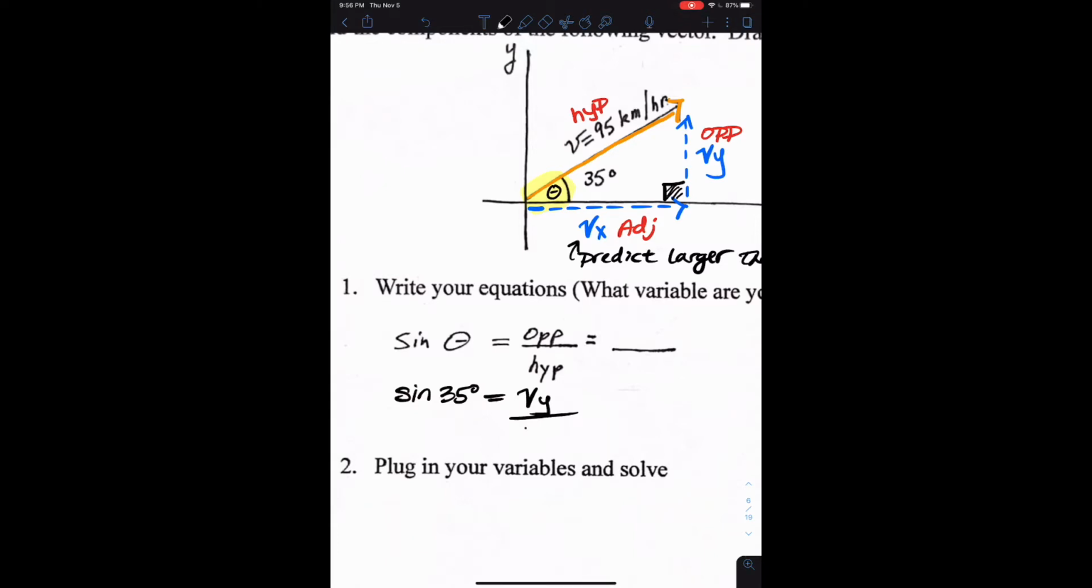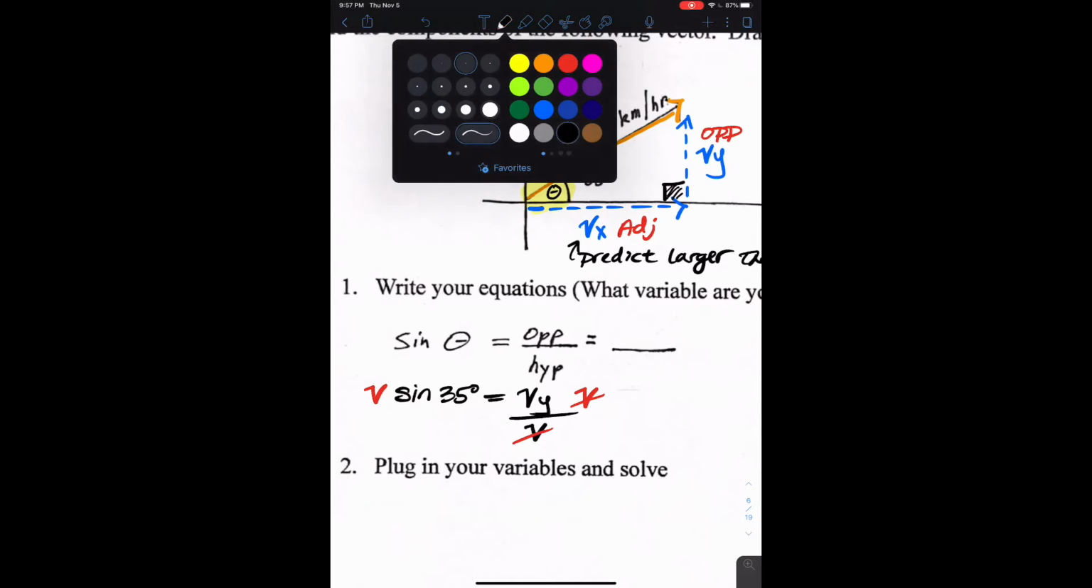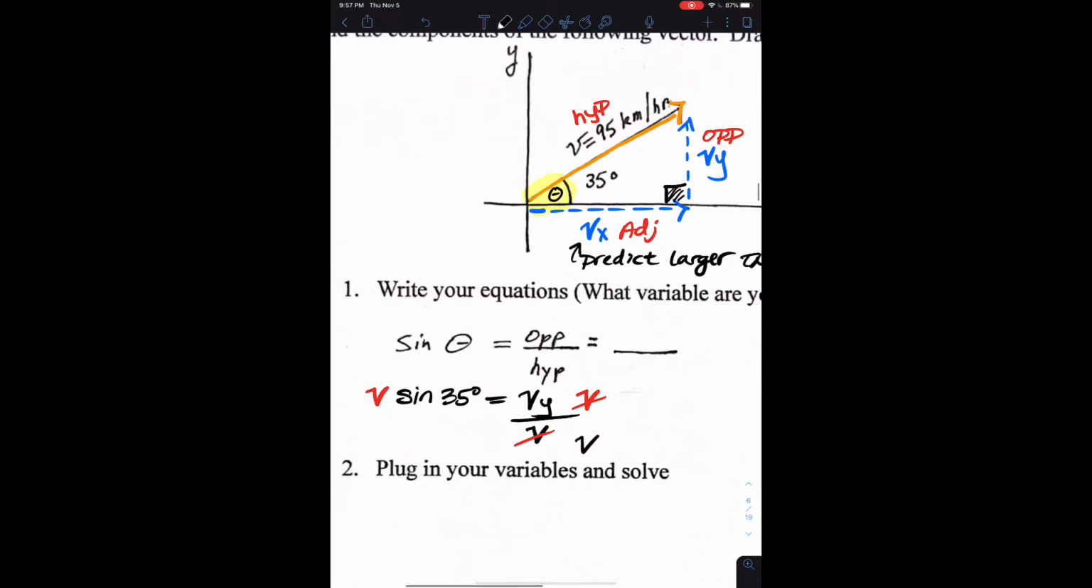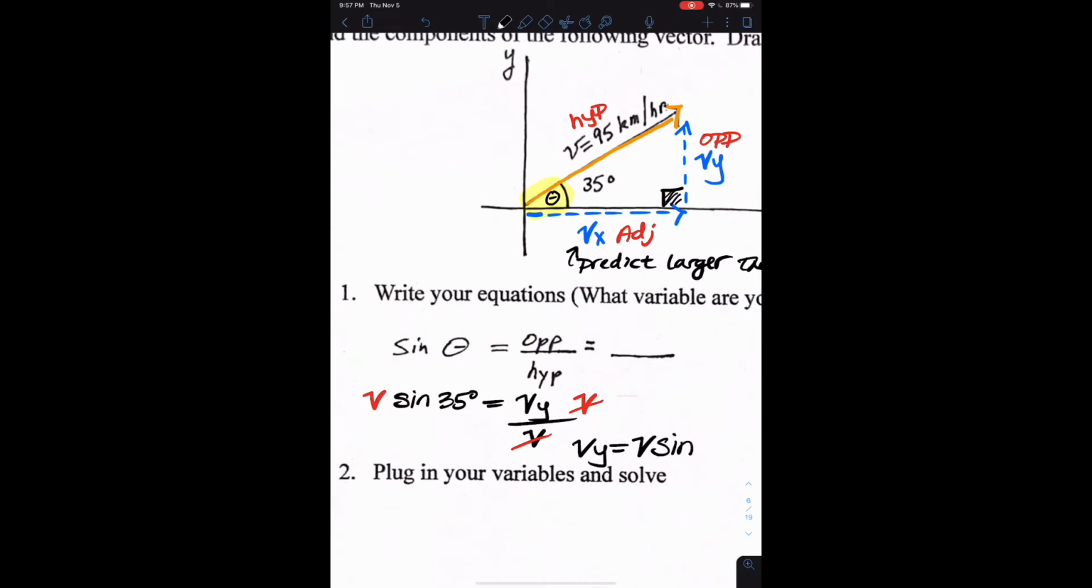hypotenuse, which is V. Now you can go ahead and plug in the number for the hypotenuse, but I'm going to go a step further and just leave it the way it is. All right, so we'll multiply both sides by V. And we're left seeing that Vy is going to equal the hip sine the angle.